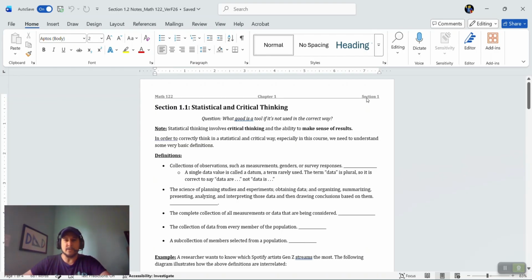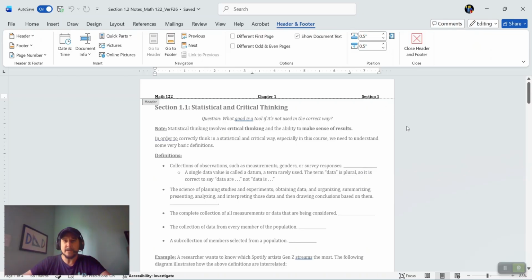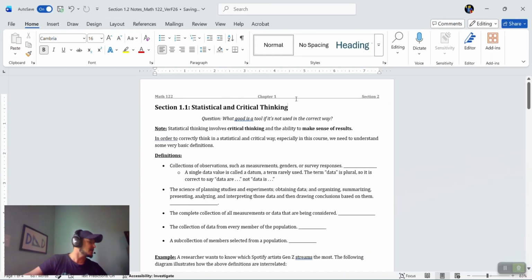But okay, so let me just go ahead and change the header here. We're still in chapter 1. This could be section 2. And the name of this section is types of data. So we'll rename this section 1.2, types of data. All right.